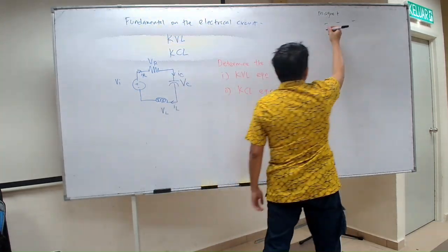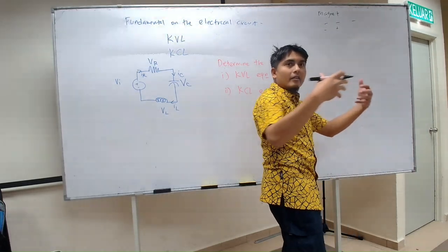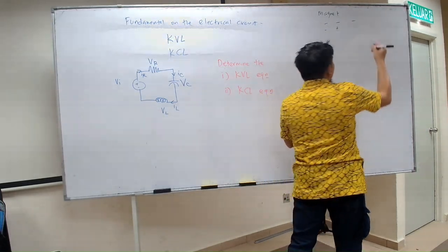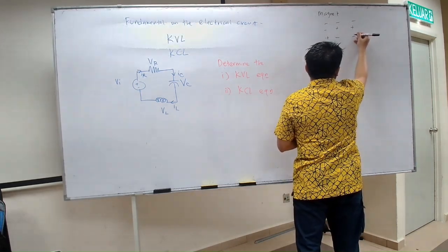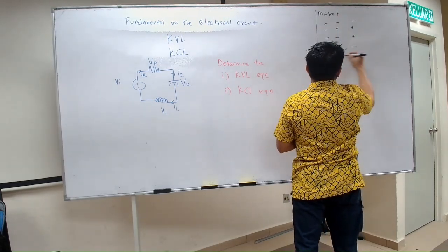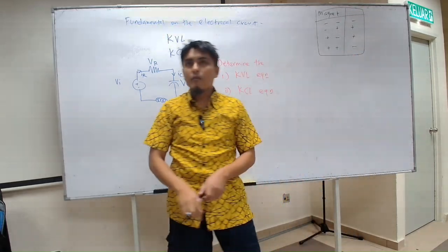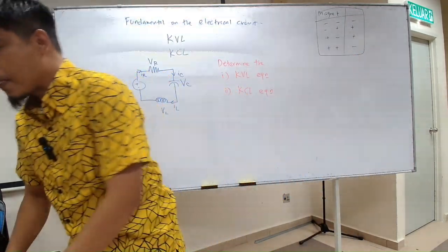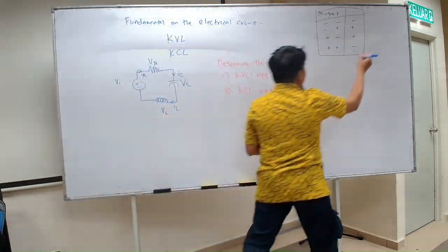When negative magnet meets positive magnet, they attract each other, is it? So attract will be positive, positive, negative, positive and positive, negative. So we use this as our reference. Okay, so now this is for KVL.